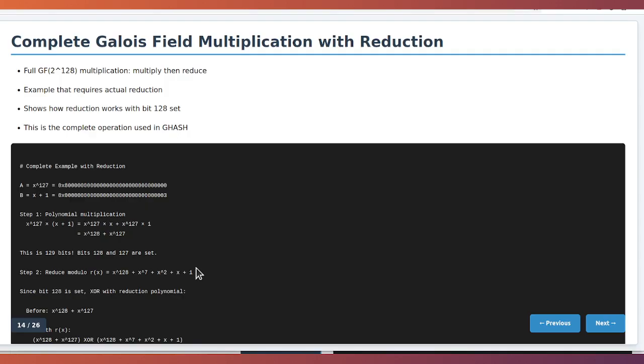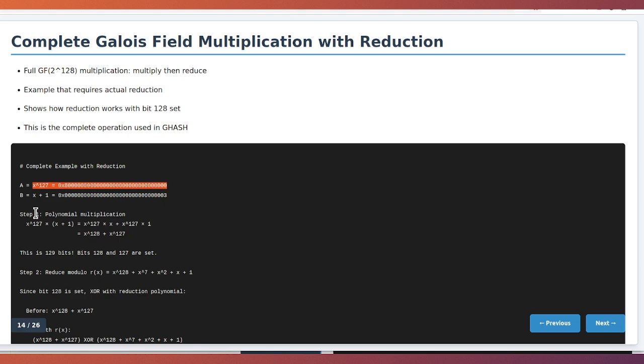This demonstrates the full Galois field multiplication operation used in GHASH. We'll multiply two larger values. Take A equals 0x80...00, which is x to the 127th power. Take B equals 0x00...03, which is x plus 1.